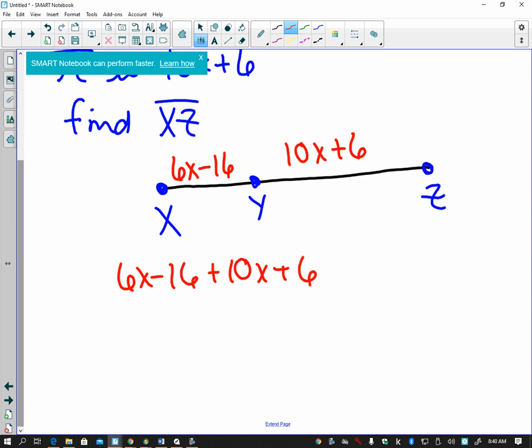All right, combine like terms. What are my like terms? 6x and 10x, which is 16x. Okay, what else? Okay, negative 16 and 6, which is negative 10. And that's my final answer. There's nothing more to that. There's no XZ equals 22 or something like that. That's just it, okay? So it's an algebraic answer.